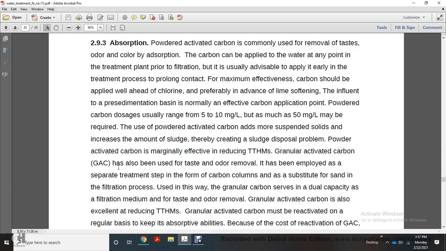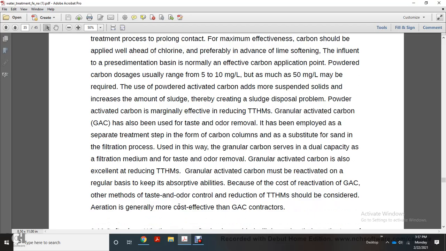Granular activated carbon, as used for taste and odor removal, is employed as a separate treatment step, forming carbon columns, or as a substitute for sand in the filtration process. Used in this way, granular carbon serves the dual capacity of filtration medium. In addition to taste and odor removal, granular activated carbon is also excellent at reducing total trihalomethanes. Granular activated carbon must be reactivated on a regular basis to keep its adsorptive ability, so the cost of reactivation must be considered.